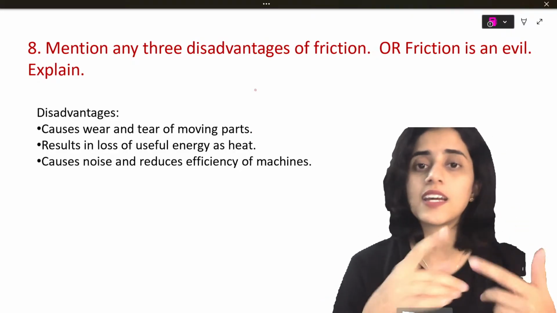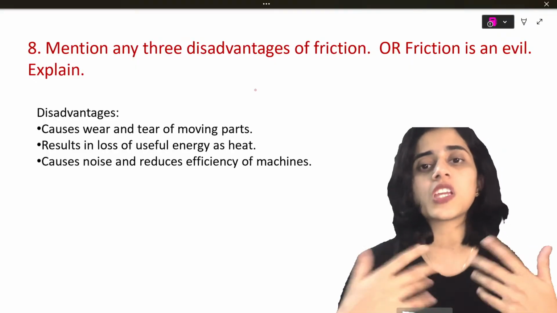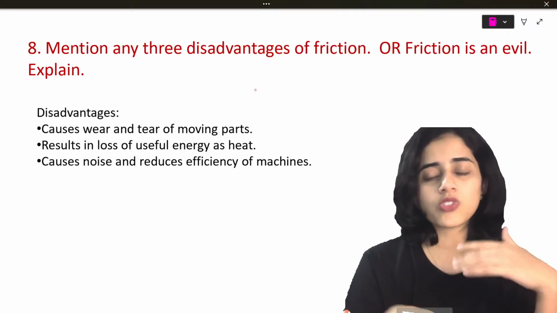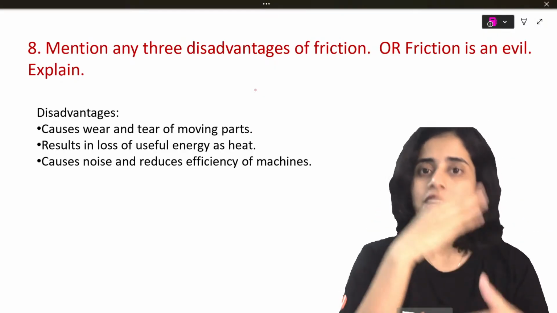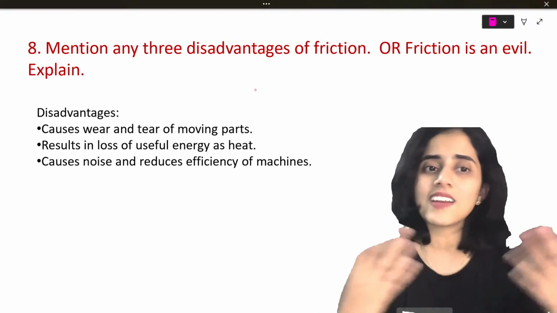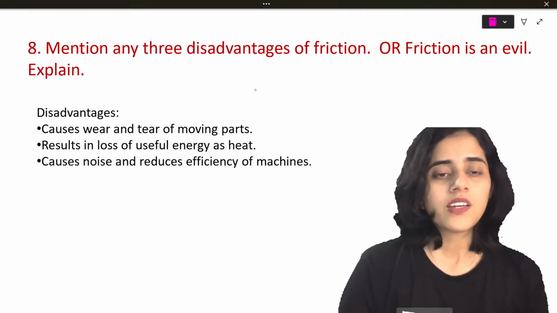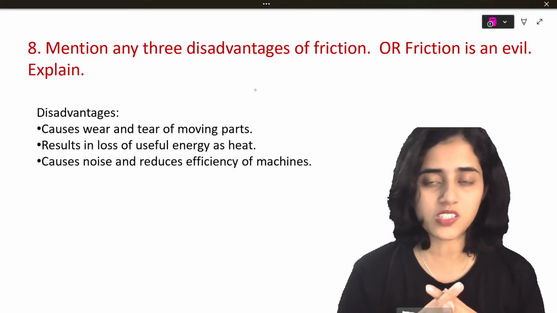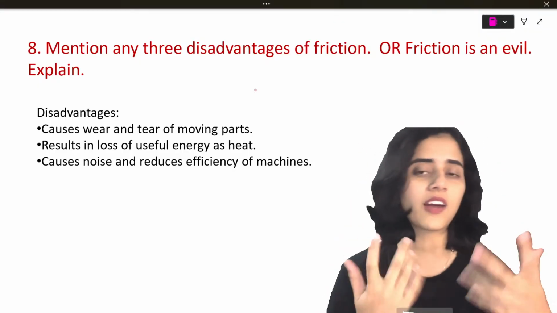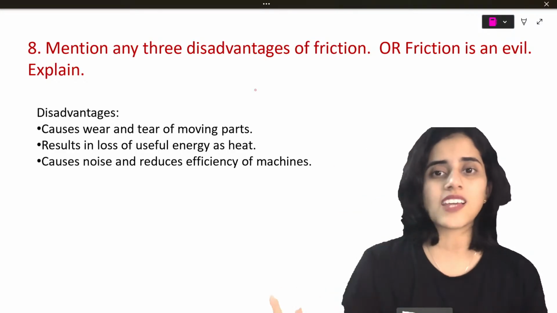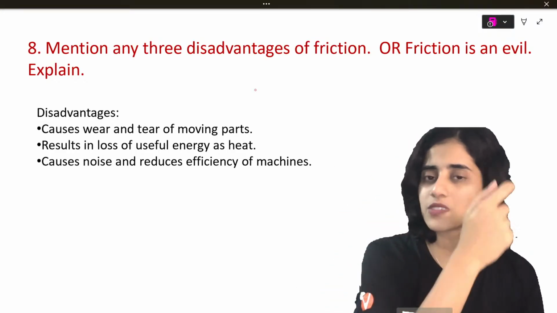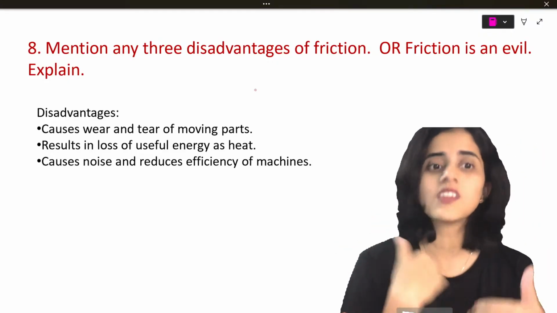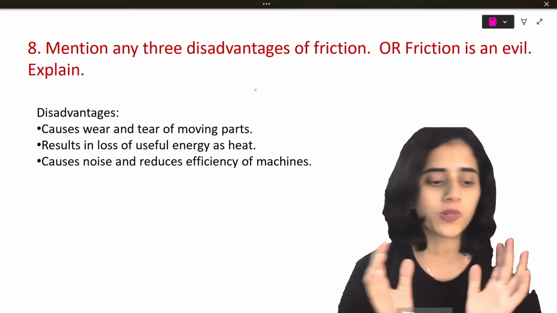Your bike tires or car tires, you have to change them after some time. Why? Because this tire continuously rubs against the road. So there's continuous friction. What happens after some time? The tire's grip will be lost. Wear and tear will happen. Friction also causes noise and reduces efficiency of machines. If you look at your fan, after a long time, when the fan rotates, you'll hear a sound, or your door. When you open it, you'll hear some sound. That is because you have not lubricated. There is friction, so there is some noise. This can be avoided by lubricating.